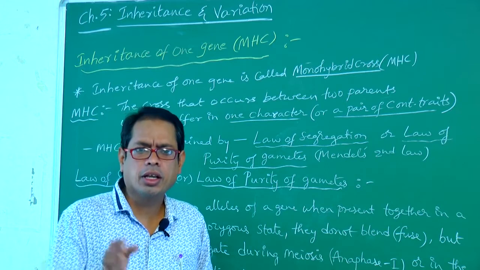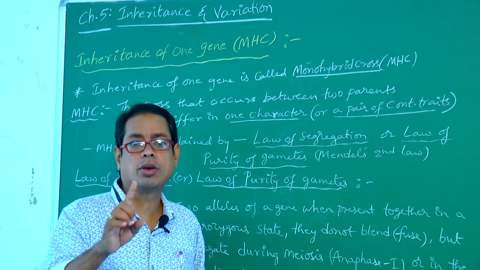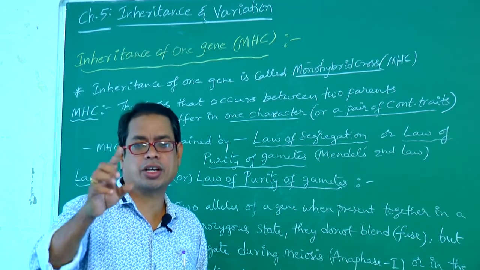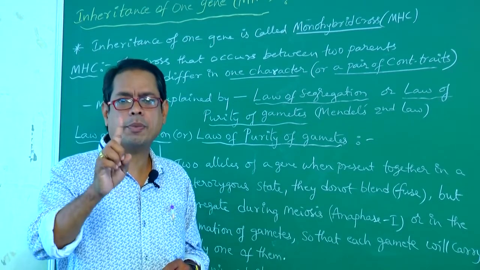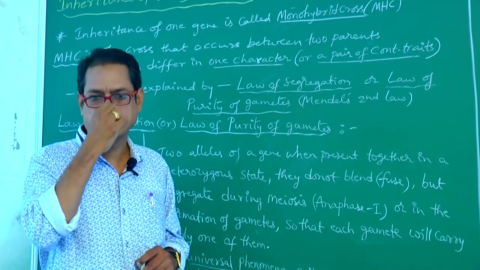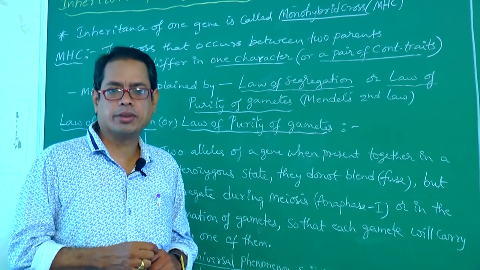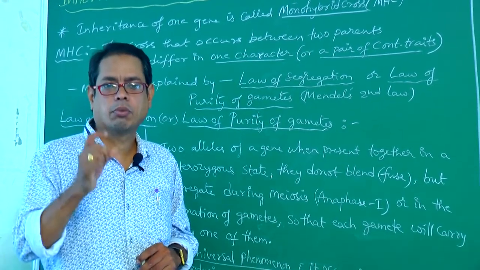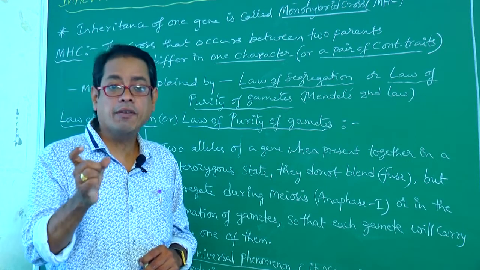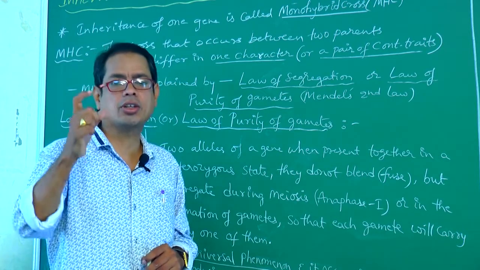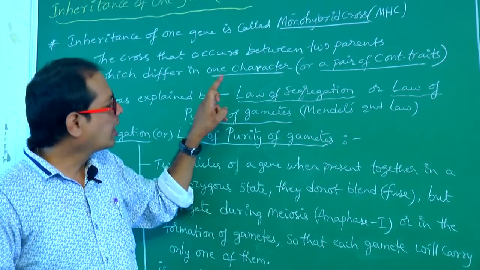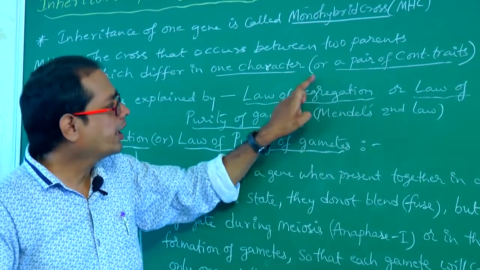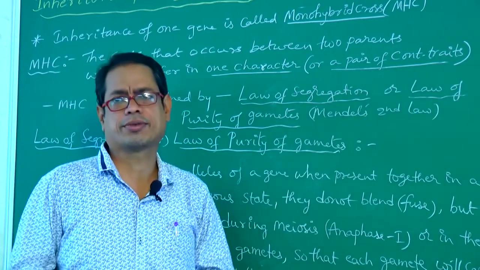What does it mean? Tall or dwarf, that is one pair of contrasting traits, or axial or terminal, that is another pair of contrasting traits. Pod shape, inflated or constricted, that is also another pair of contrasting traits. So, one character or a pair of contrasting traits.